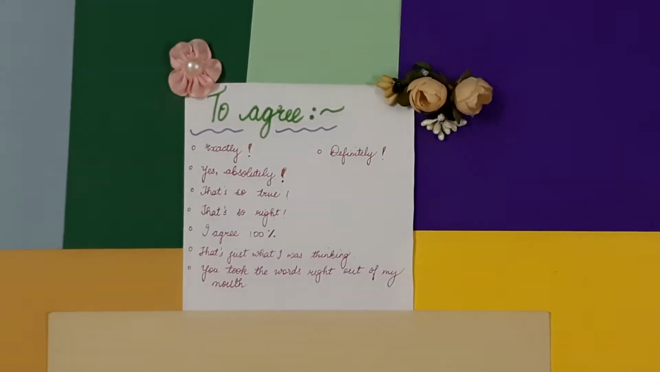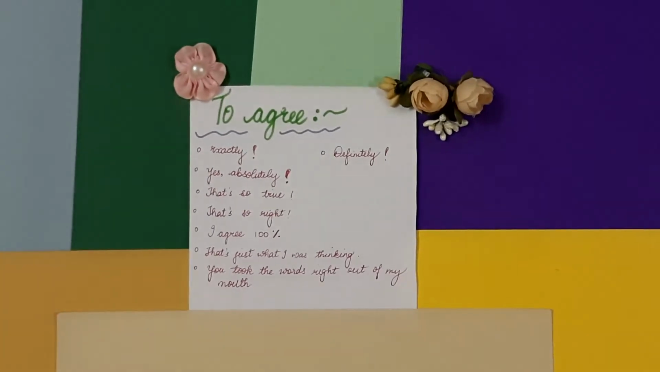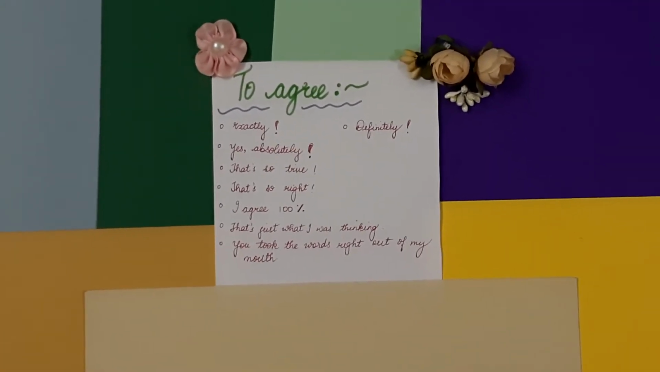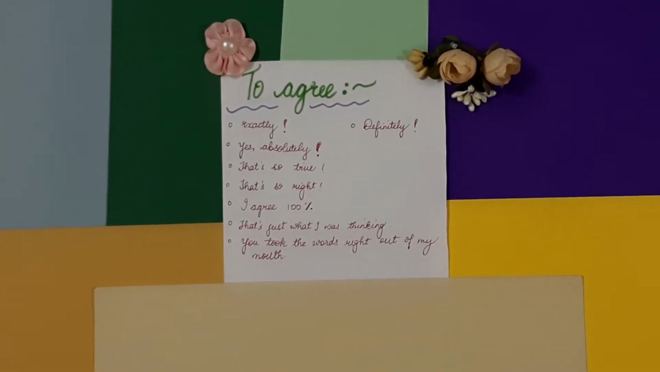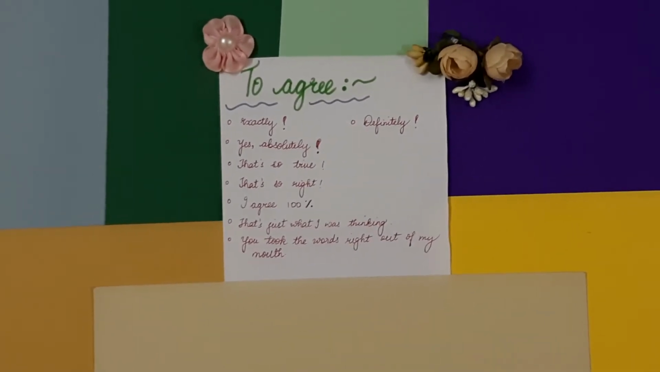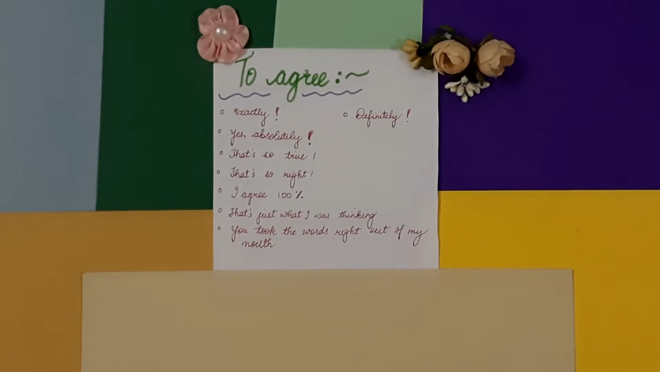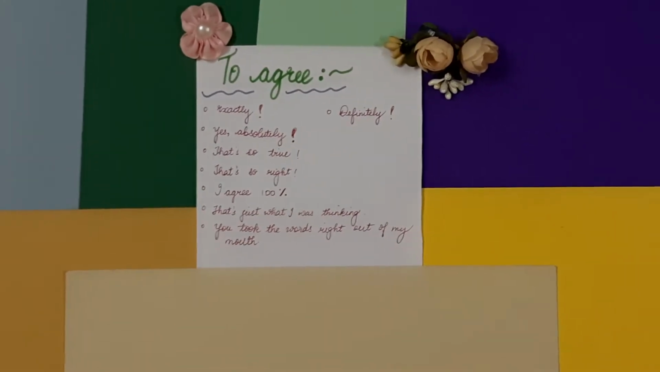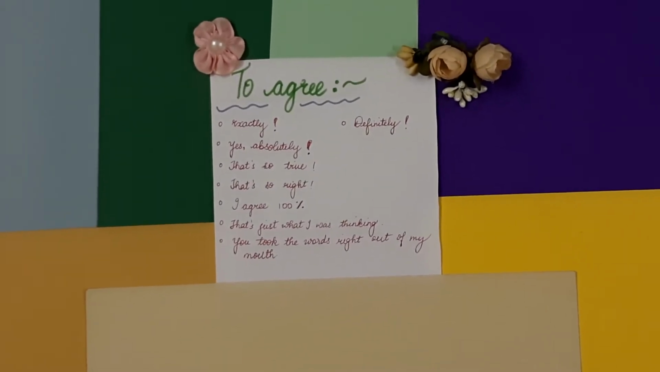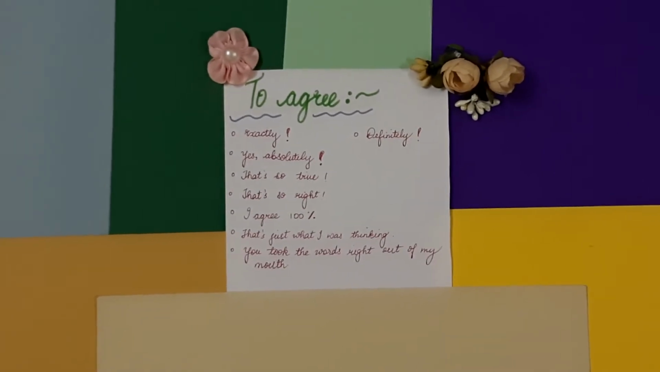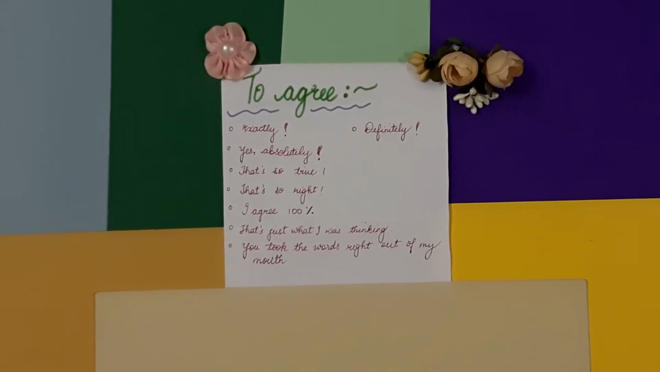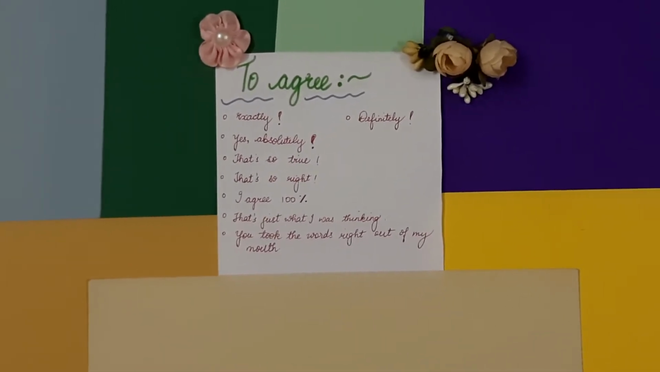The last one for agreeing is you took the words right out of my mouth. It's kind of an idiomatic expression, but yeah, you can say this. It doesn't mean that that person has taken the words from your mouth by putting his or her hand. Actually, this is a kind of idiom, as I've said earlier, that what you were thinking or what you were now just going to say, that person has said that before. Or maybe you haven't spoken that, you may be thinking it in your mind, but that person has spoken it now. Then you can say you took the words right out of my mouth. It's actually the best expression to agree with someone.